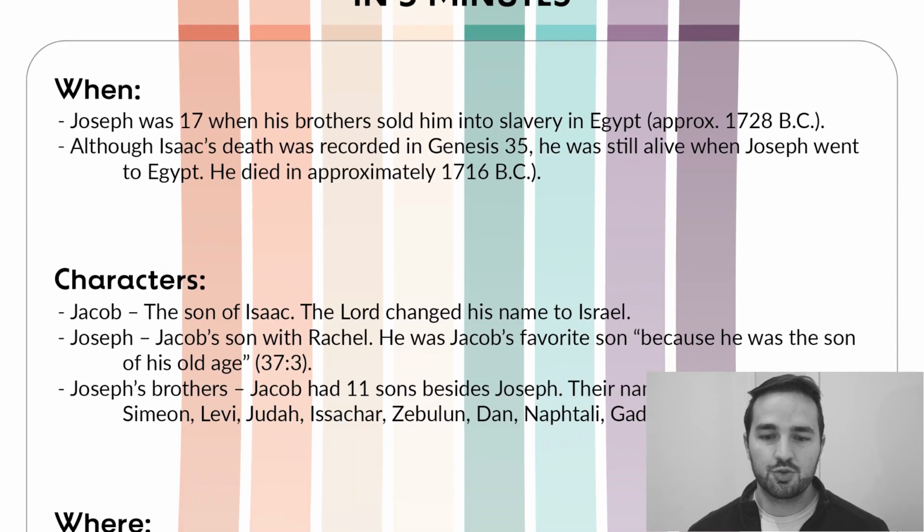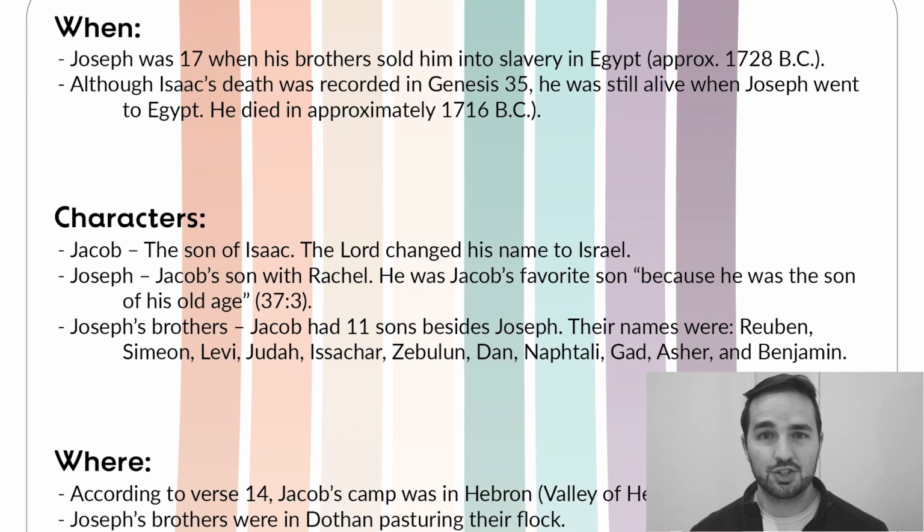In terms of our main characters, we have Jacob. He is Isaac's son. Remember, God changed his name to Israel. And then we've got our character who's going to be the real main character for the next couple chapters, and that is Joseph. He was one of the sons of Jacob. He was the favorite son of Jacob because the text says that he was the son of his old age. And then finally, we have Joseph's 11 brothers. These are all the other sons of Jacob, and their names have already been listed. They were Reuben, Simeon, Levi, Judah, Issachar, Zebulun, Dan, Naphtali, Gad, Asher, and Benjamin.